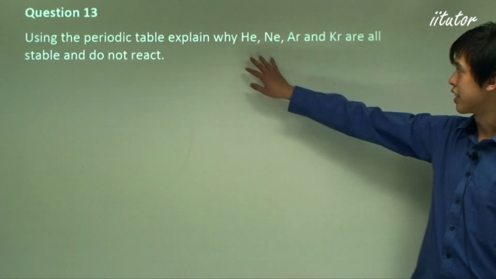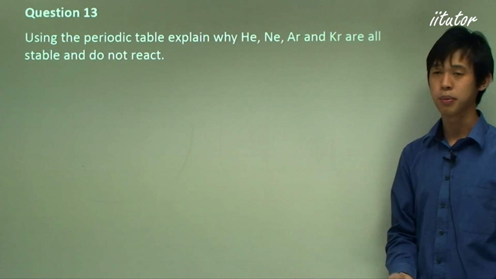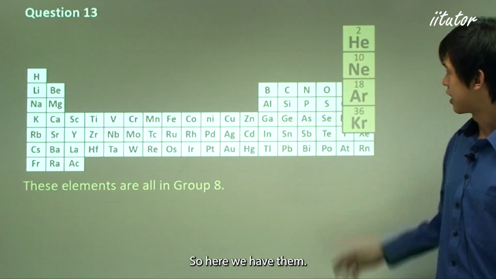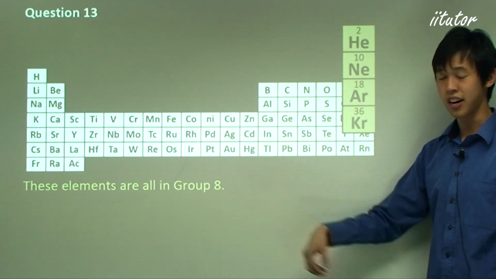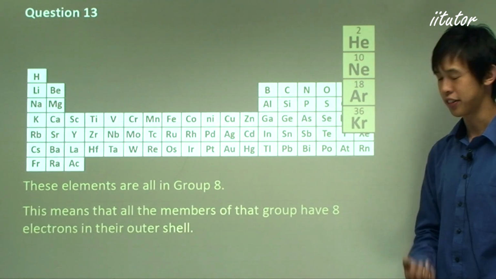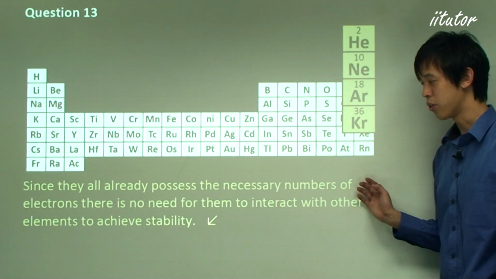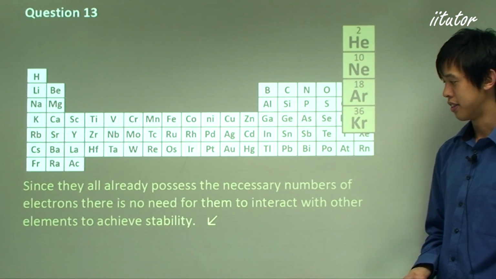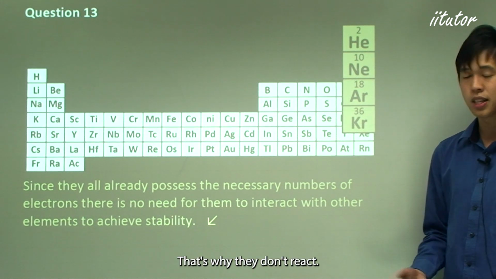Using the periodic table, explain why helium, neon, argon, and krypton are all stable and don't react with anything. So here we have them: helium, neon, argon, and krypton. Now all of these elements are in group 8. This means that all the members of that group have 8 electrons in their outer shell, or 2 in the case of helium. Since they all already possess the necessary number of electrons, there's no need for them to interact with other elements to achieve stability. And that's why they don't react.